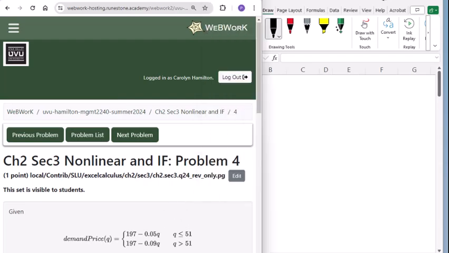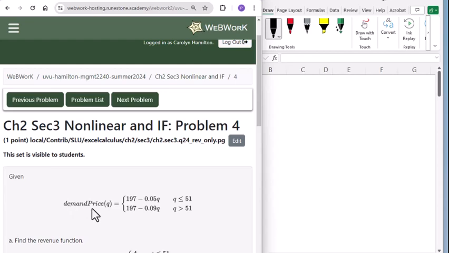Okay, in this problem we have a piecewise defined function. The way the demand price is calculated depends on the number of units. If the number of units is less than or equal to 51, I do 197 minus 0.05 Q. But if the number of units is greater than 51, I have 197 minus 0.09 Q. So that coefficient changes. So Excel has an IF function.